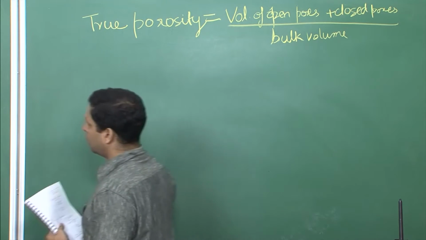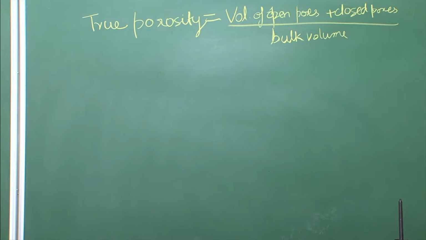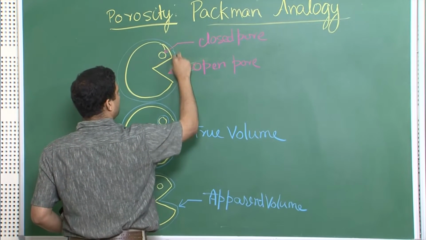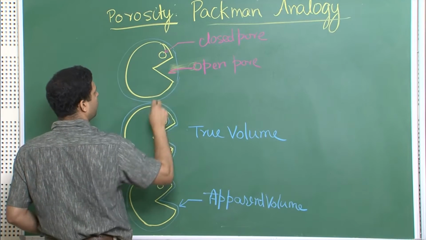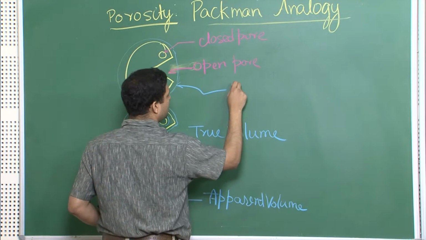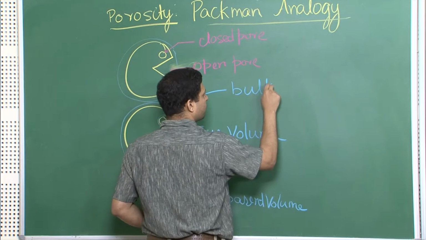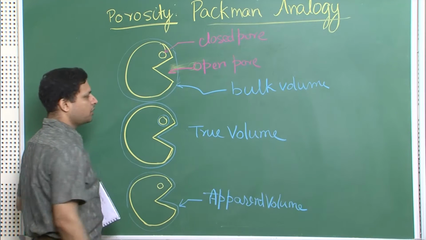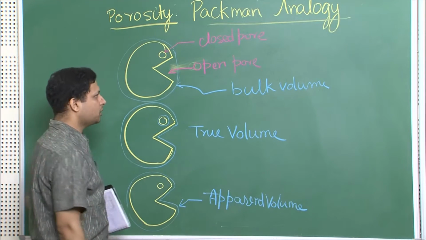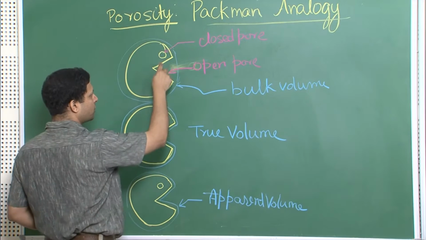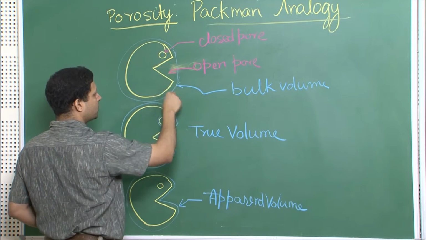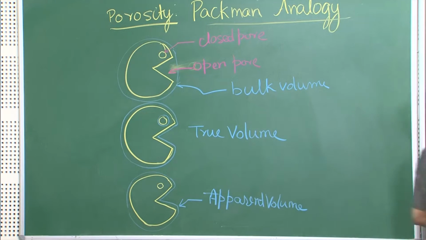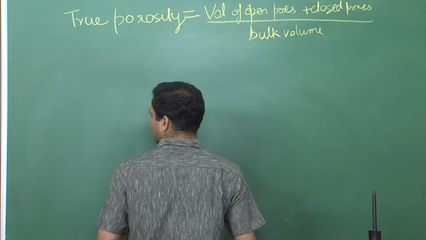Okay, so what will be the bulk volume over here? The bulk volume would be, if you had taken the whole thing including the volume of the closed pore and the volume of the open pore. So, that would have been your bulk volume. Schematically or graphically, what does the true porosity represent? It is the fraction of volume taken by these pores divided by the whole volume. So, that is your true porosity.